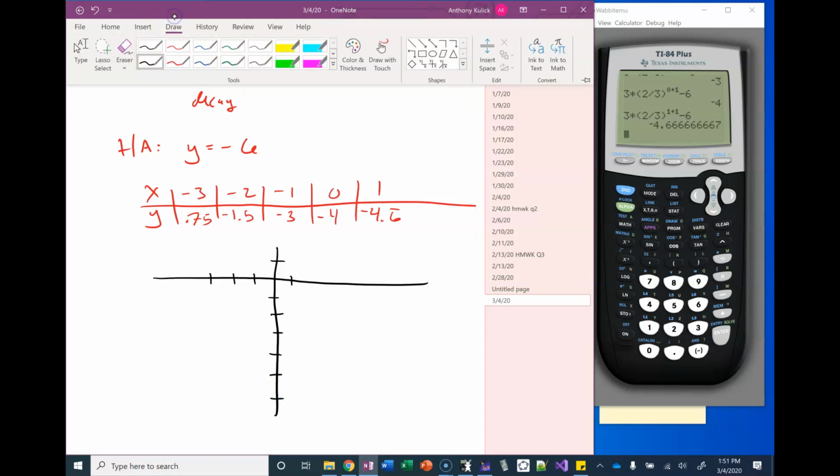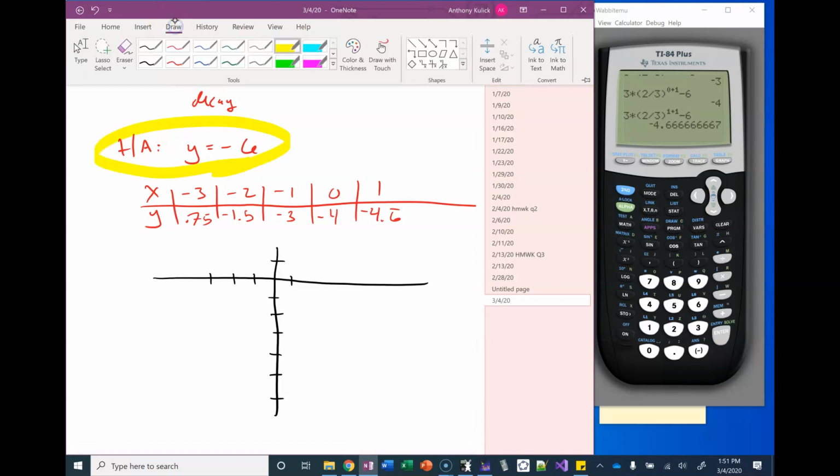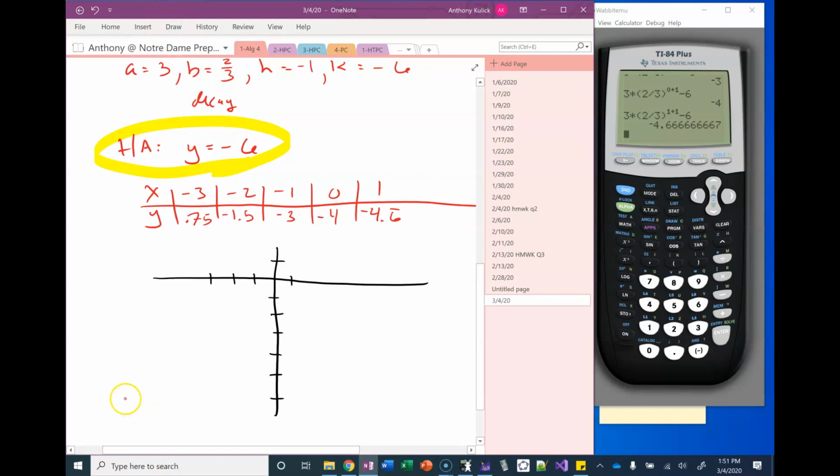First thing I'm going to do is draw in my asymptote. Remember, my horizontal asymptote's at y equals -6. So I'm just going to draw a horizontal line that goes through -6. Got to have that in there for me to count these as completely correct.